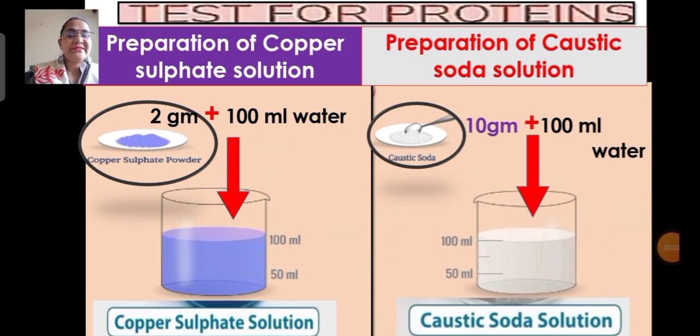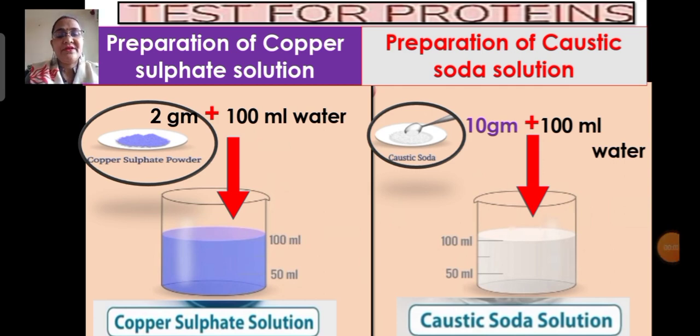Now we will understand the test for protein. To test if the food item contains protein or not, we need to prepare a solution of copper sulfate. For that, we will mix 2 grams of copper sulfate powder in 100 ml of water. We need to stir this solution well so that the powder dissolves in the water properly.